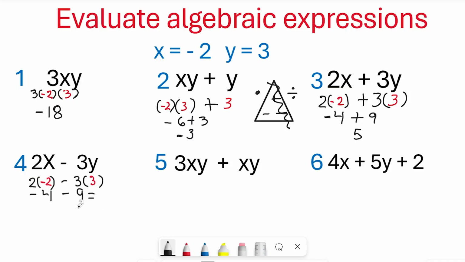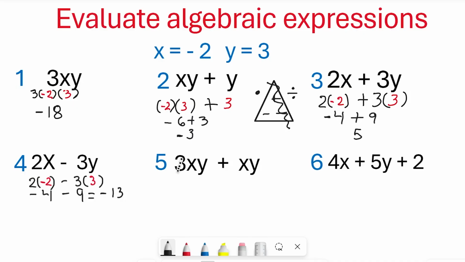Now, can you see that both numbers are negative? So when they are negative, both of them, we're gonna add them up and we're gonna keep the sign. So just remember, if they have the same sign, add them up and keep the sign. So the answer should be negative 13. Then the next one is gonna be number 3.